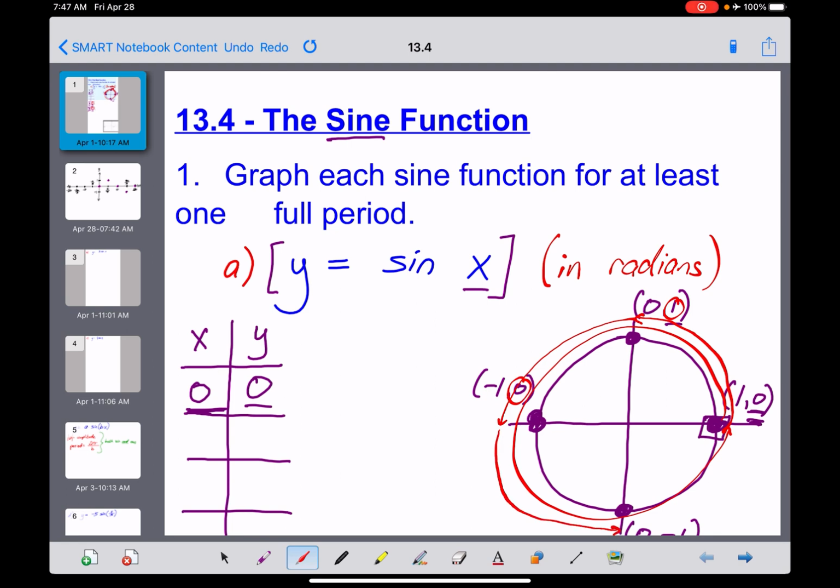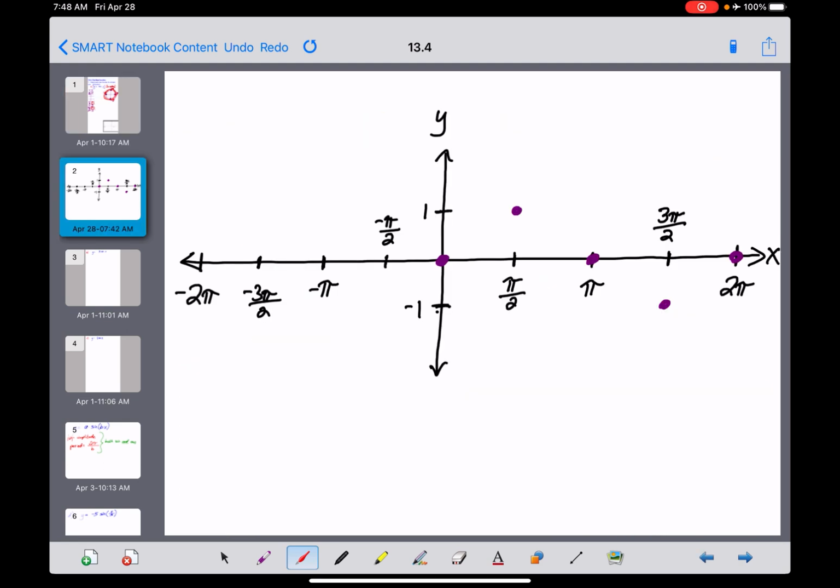This guy right here would be 7 pi over 2. That would be a sine value of negative 1. And if I kept going then to 4 pi, we'd be right back to 0. This thing keeps repeating itself over and over and over again. And the same thing happens if we go backwards.